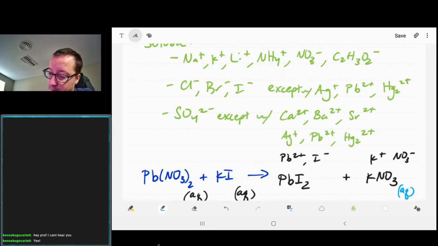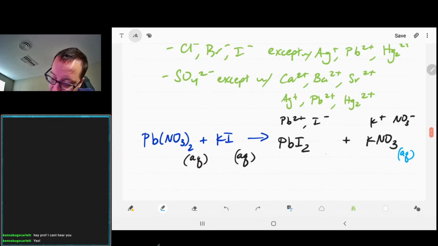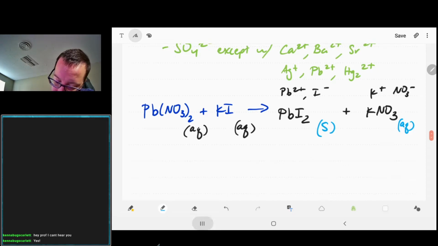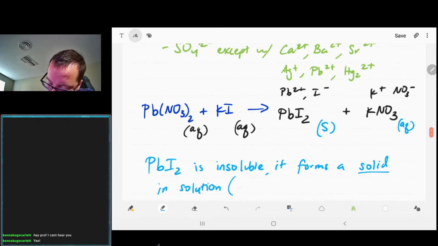However, if we look at that PbI2, we see we have an exception to our rule about iodides. So this one will not dissolve. It is not soluble, and as a result, we indicate it as solid. Because the lead 2 iodide is insoluble, it forms a solid in solution. We also call this a precipitate.